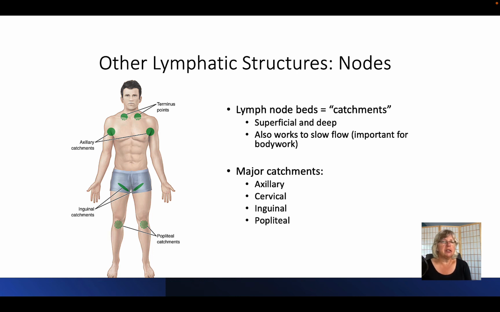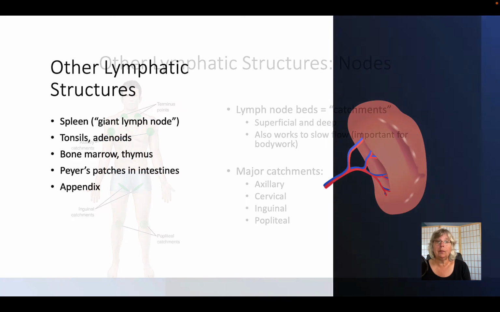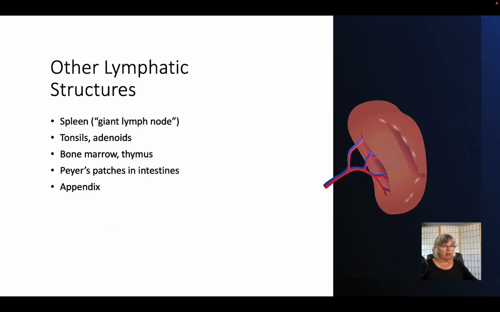This picture shows us the terminus points. That's where the cleaned up lymph fluid is being dropped back into the cardiovascular fluid at the subclavian veins. Interestingly, what this picture doesn't give us is the cervical catchment areas, and that is actually going to be a point of focus for later in this summit. So that's a quick overview of the nodes. You'll be hearing more about these as we go.